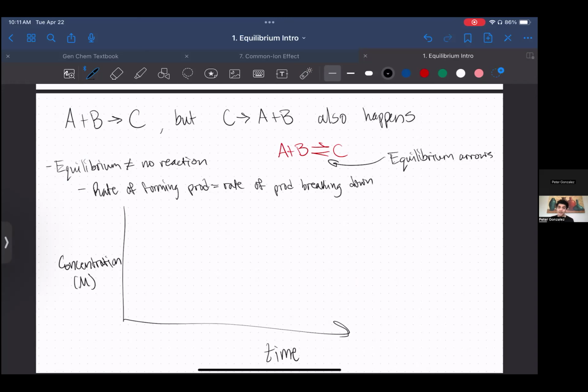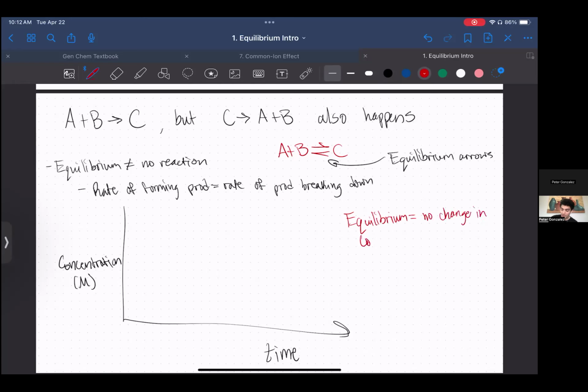What it does mean is that the rate at which you're forming C has to equal the rate at which C breaks down. So overall, there's no change in the concentration. So I'll write that down. What equilibrium really means is that there's no change in the concentration of your reactants and products.